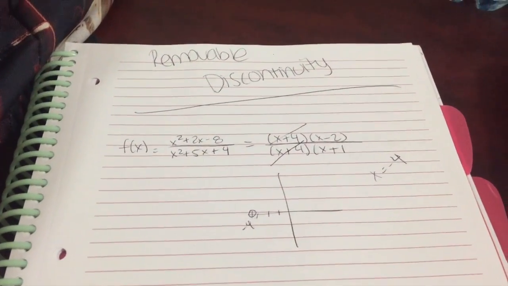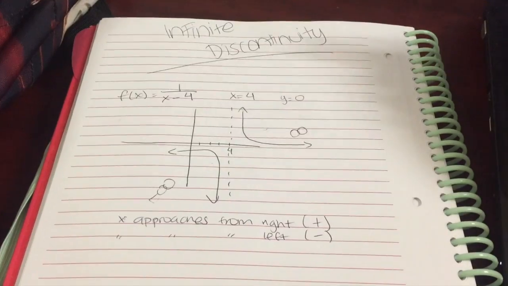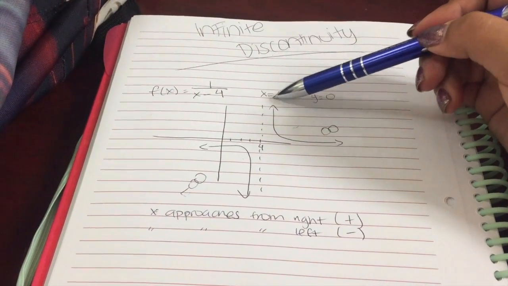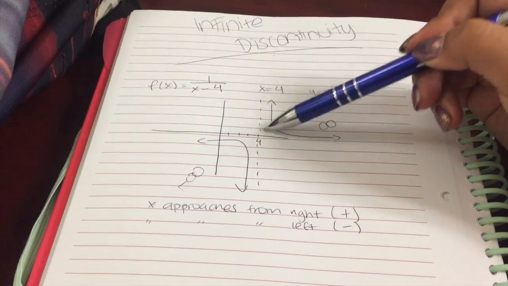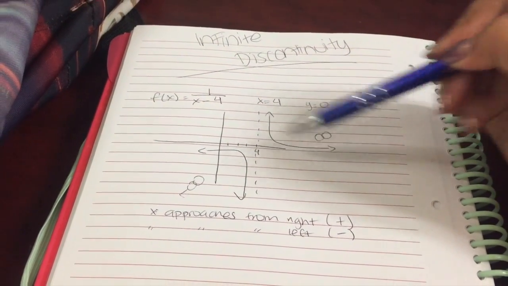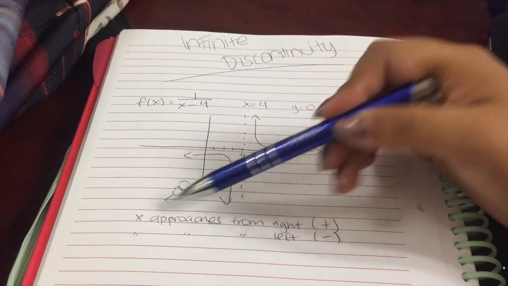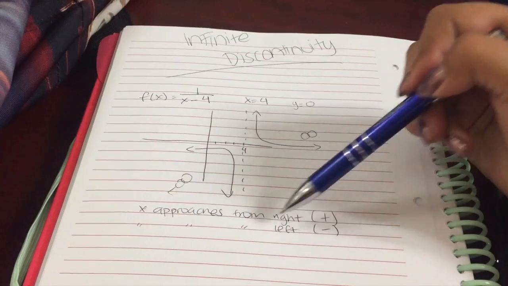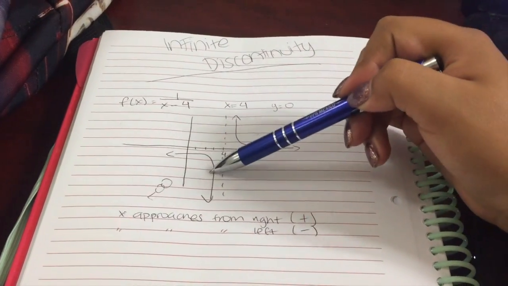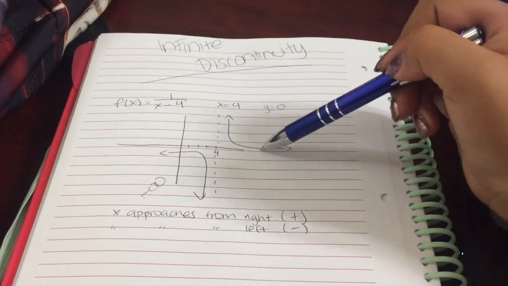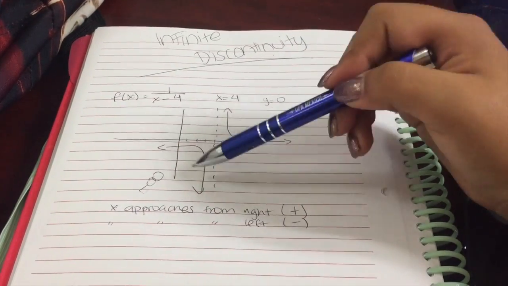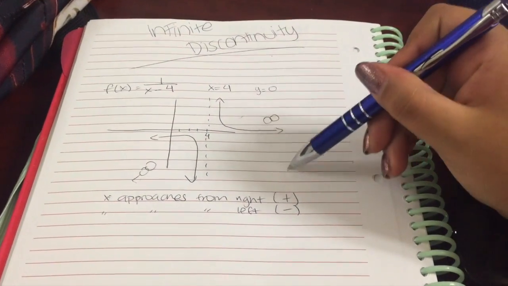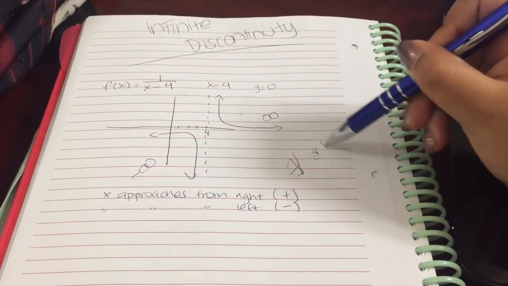Infinite discontinuity is another type, and this is when you have a function and then you equalize x equals 4, so 4 is your asymptote, your vertical asymptote, and you graph it, and when x approaches from the right, it's positive infinite, and when x approaches from the left, negative infinite. So that's why it's a discontinuity, because they don't cross, so each one goes to different places, so here the limit does not exist.